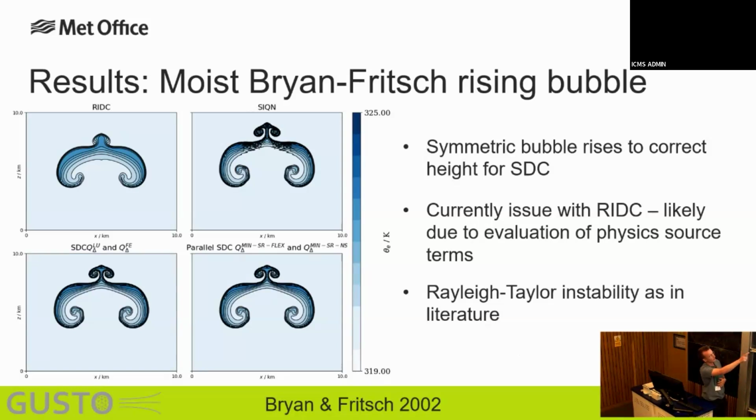Semi-implicit quasi-Newton uses a different transport scheme. It uses embedded DG instead of SUPG, and so you end up getting a little bit of noise around the top of the bubble. I currently have issues with Riddick, and I think it's likely to do with the evaluation of the physics source terms. It's not evaluating them properly, and so it's not rising to the correct height. So this is further work.